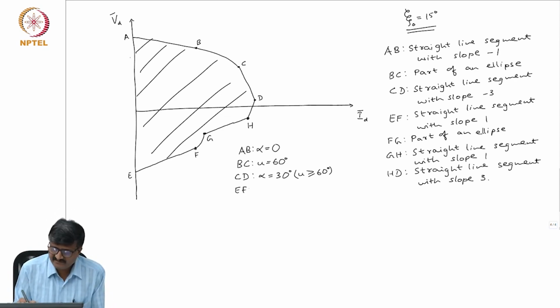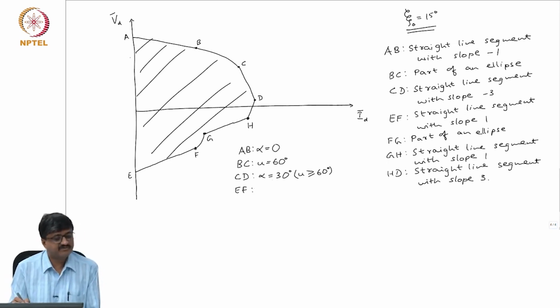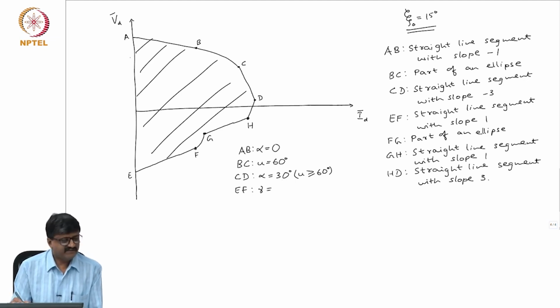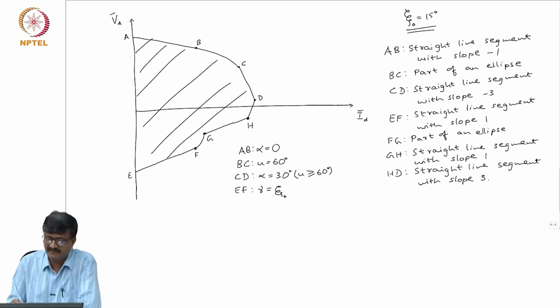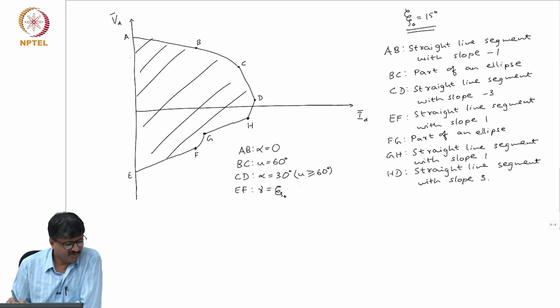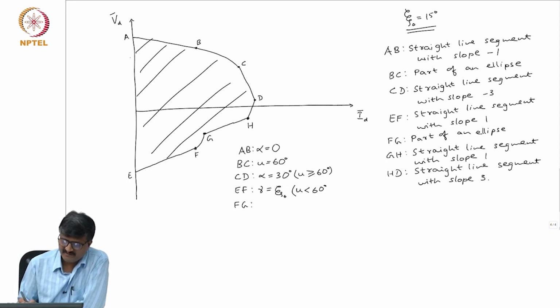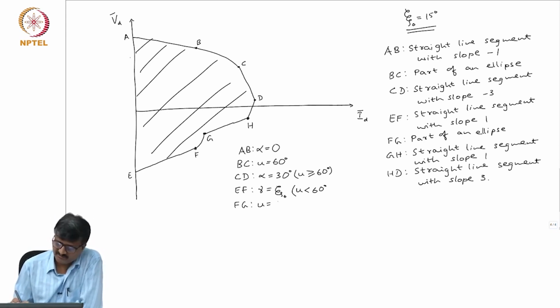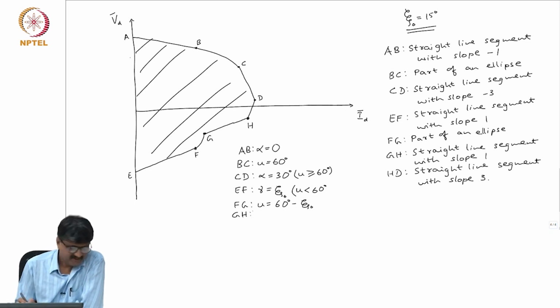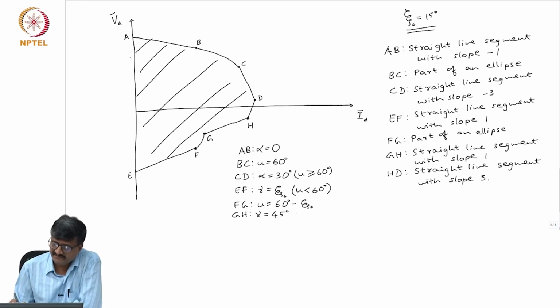Then if I take the straight line segment EF, it is a straight line segment with positive slope, so it corresponds to constant gamma. So it corresponds to gamma equal to psi naught, which I have taken to be equal to 15. So this is for U less than 60 degrees. Then if you take FG, I said FG is an ellipse, so it corresponds to constant U. So this corresponds to U equal to 60 minus psi naught. Then GH is again a straight line with slope 1. So it corresponds to constant gamma, gamma equal to 45 degrees, and U is less than or equal to 60 degrees.